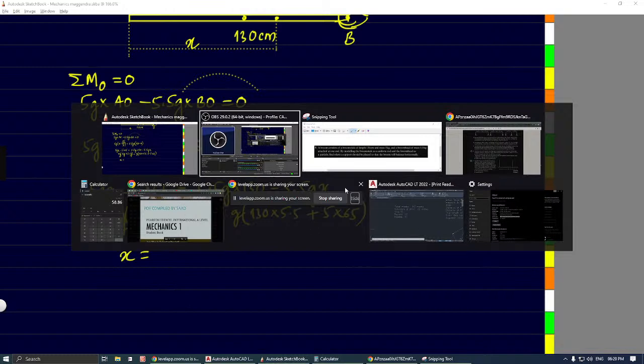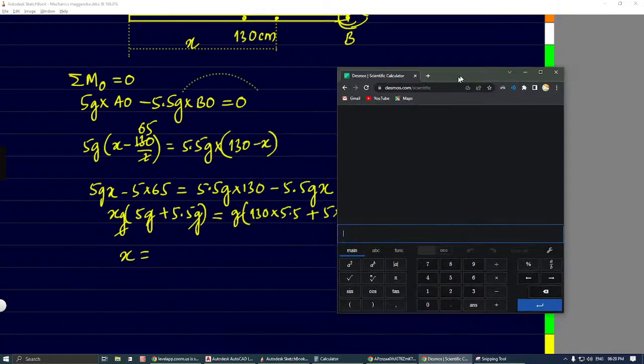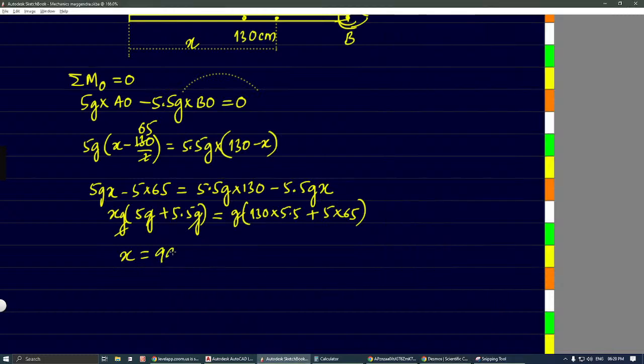Okay, now definitely I'll need to use that calculator. So 130 into 5.5 plus 5 into 65, divided by 5 plus 5.5, 99.05, correct? Yes, 99.05 in centimeters. Okay, that's it.